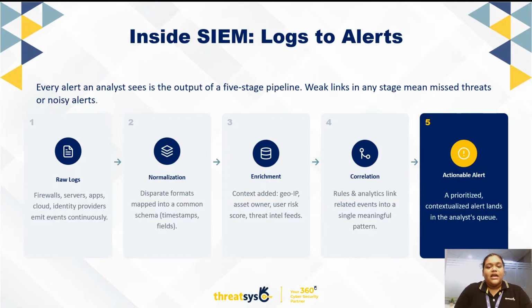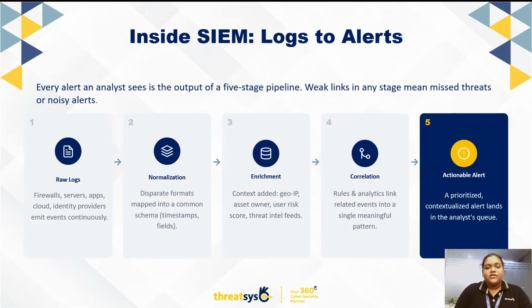Now the third stage is enrichment. At this point, additional context can be added to an event to make it more useful. For example, an event could be enriched with information such as the geographic location of an IP address, the owner of the asset, the risk associated with a user, or information from threat intelligence.